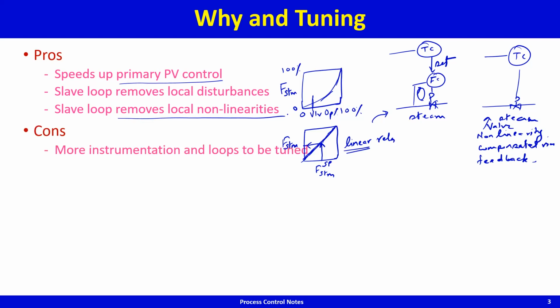Cons, well, of course, in this case there's more instrumentation. You need a flow sensor, a flow controller, more instrumentation, more number of controllers to be tuned. So it's a more complex system, and there is always a complexity penalty that comes along with more complex systems. But then, you'll always find this. This is always the case.